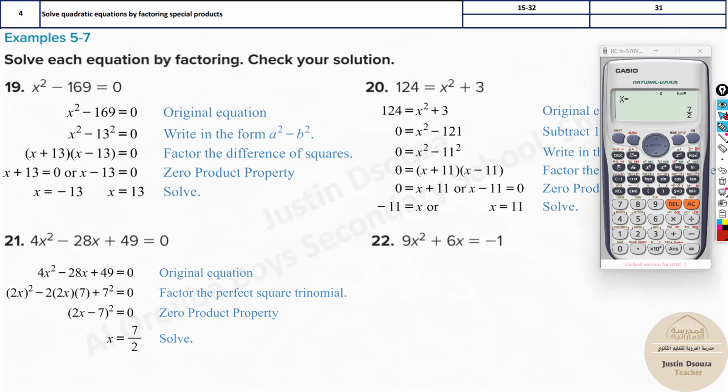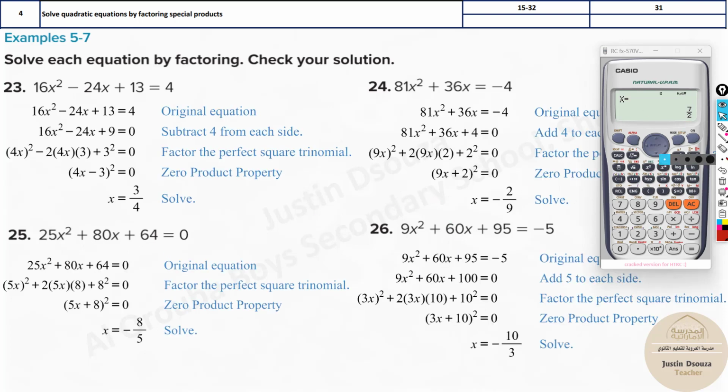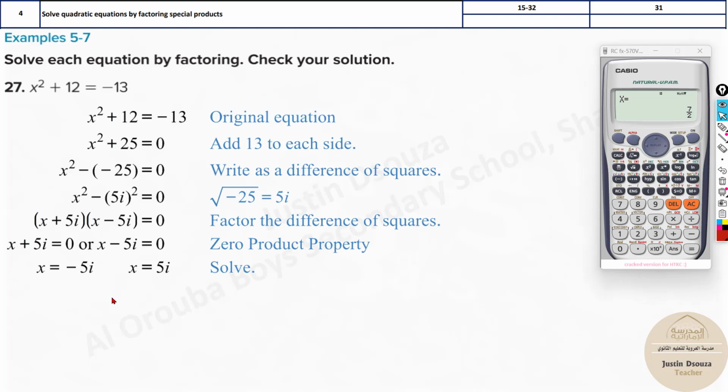Please do solve the others by yourselves. There's nothing new in this. If you're doing the calculator method, it's the same method. So you can pause the video and check the answers. Please solve first and then check for the answers. Okay, over here there's an imaginary number, but doesn't matter.